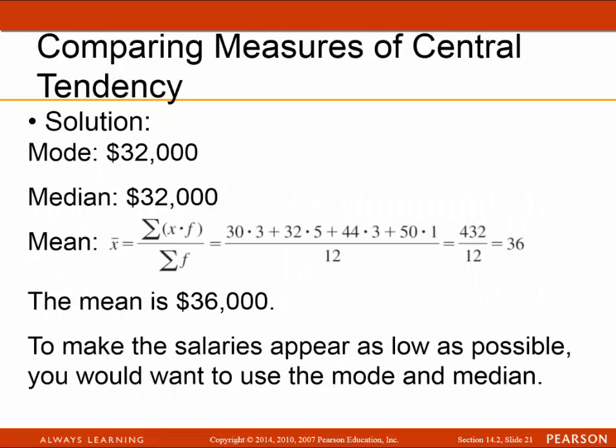Okay, so here we have the mode, that's $32,000. It's the number that occurs the most often. The median is, again, $32,000. And then the mean turns out to be $36,000. So to make the salaries appear as low as possible, you want to use the mode or the median, because if you use the mean, it shows that you make more money on average.